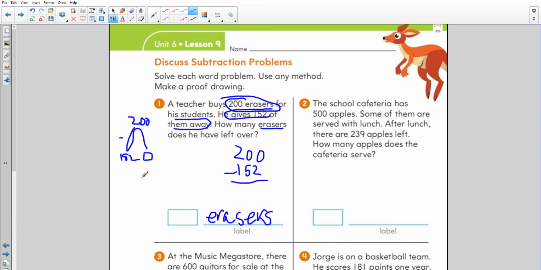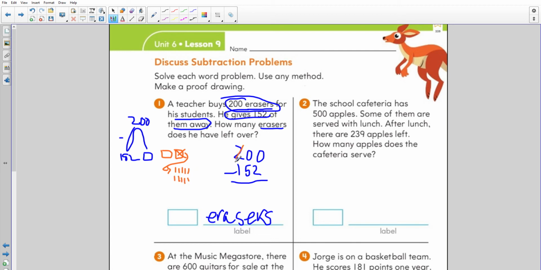I will then draw my picture of 200, which is 100, 200. I cannot subtract ones, there aren't any. I cannot get ones because there are no tens. So I will ungroup one of my hundreds to get my 10 tens.